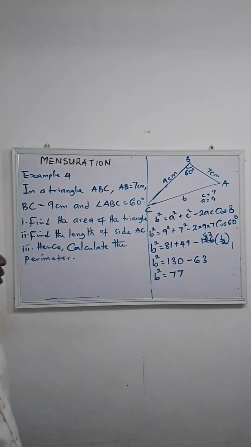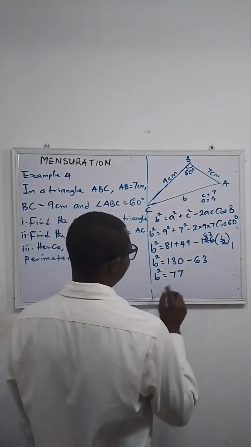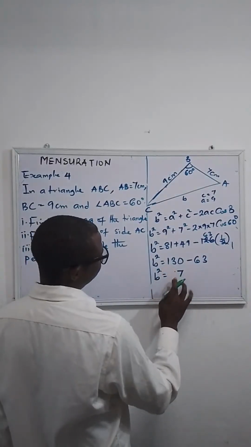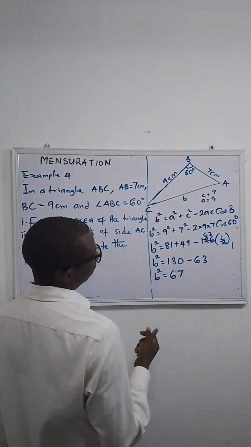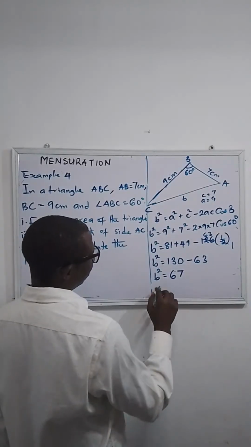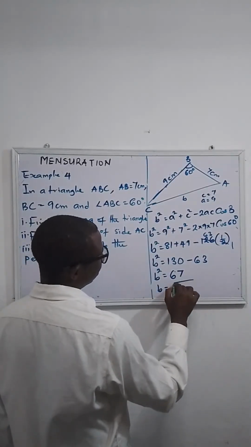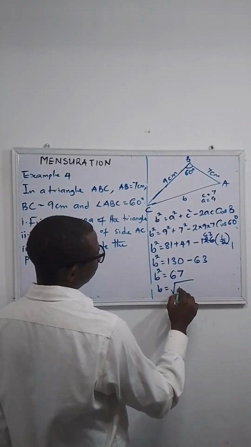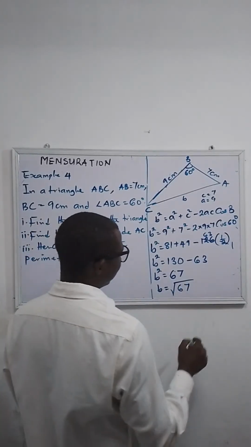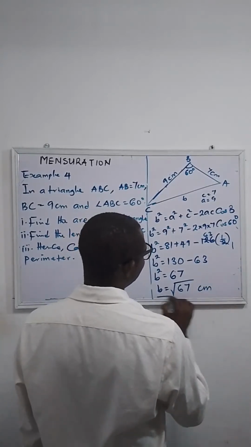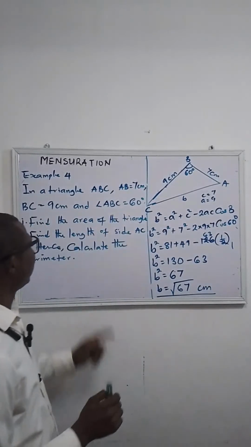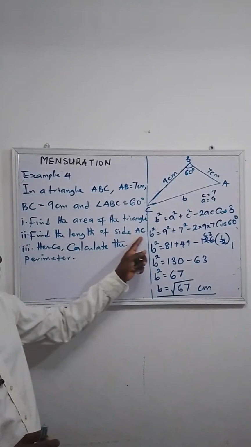Okay, all right. So now I think this is going to be 67. Yes, it's going to be 67. So when you remove that, that's 67. So you find the square root of both sides. So we have 60 square root of 67, in centimeter. Now this is going to be the length. That's the second part of the question, AC.